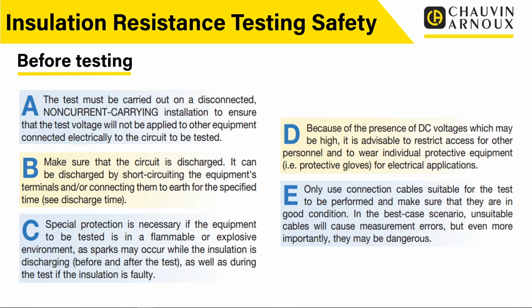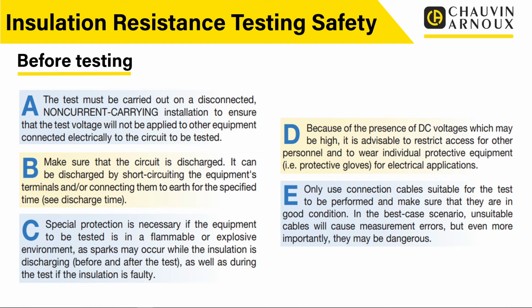And the final one on here, E: only use connection cables suitable for the test to be performed, and make sure that they're in good condition. In the best case scenario, unsuitable cables will cause measurement errors, but even more importantly, they may be dangerous. So again, if you're going to be carrying out testing at 1000 volts, obviously you want cables that are rated for 1000 volts. If you're going to be carrying out insulation resistance tests, you don't want cables with bad insulation. You don't want cables with frayed ends on and things like that, where it might short or it might arc.